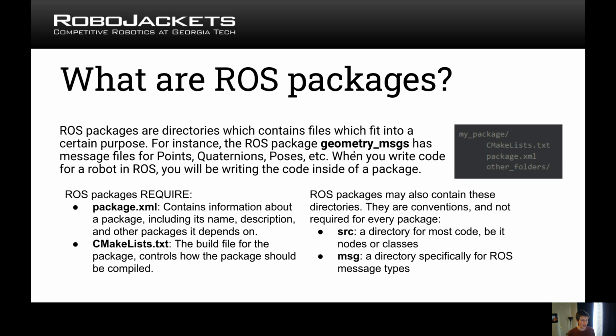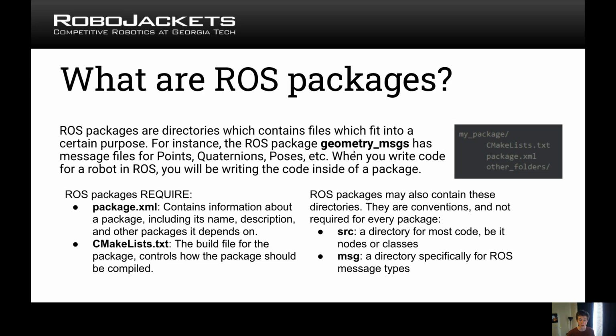And in general, when you write code for a ROS robot, you're going to be writing packages. You're going to be creating packages and then writing code in those packages. Just a couple of logistical items here. ROS packages are going to require package.xml and CMakeLists.txt. The first one describes the contents of the package, and the second one describes how to build the package.